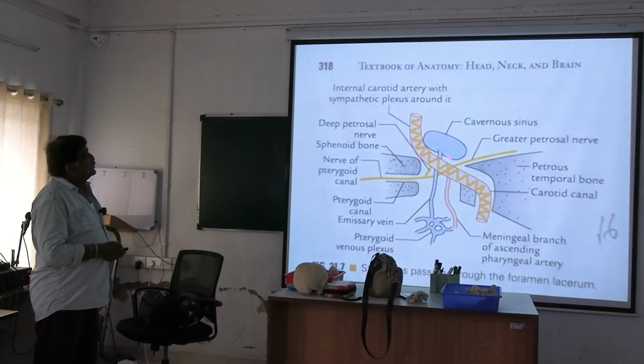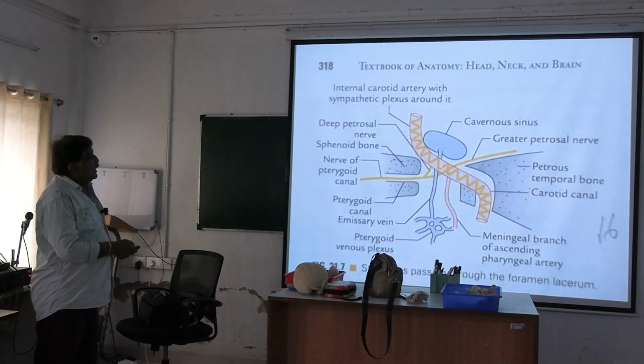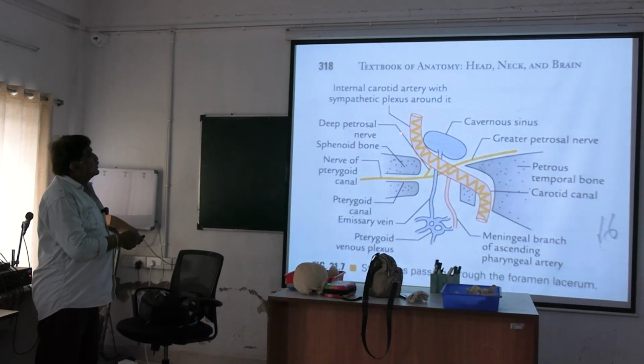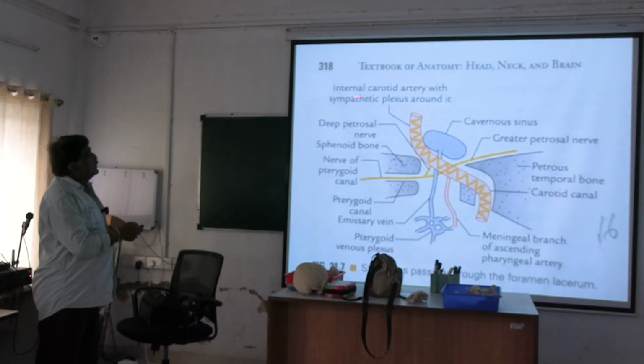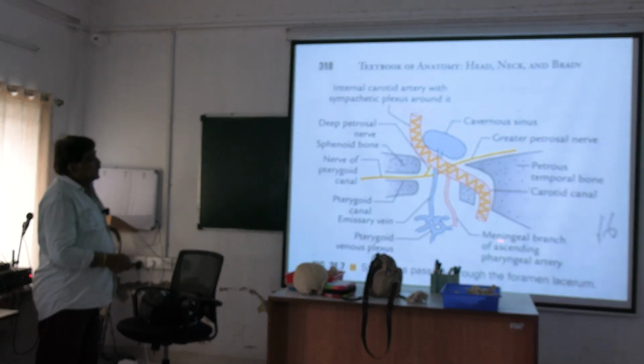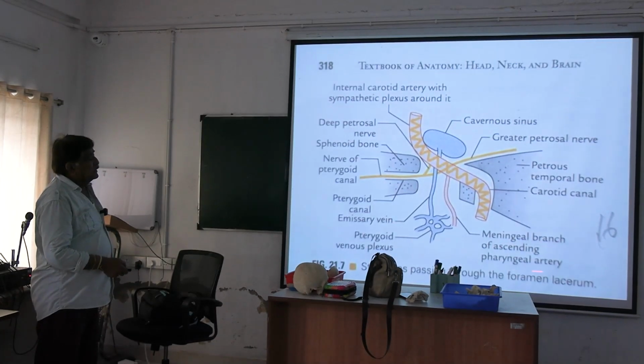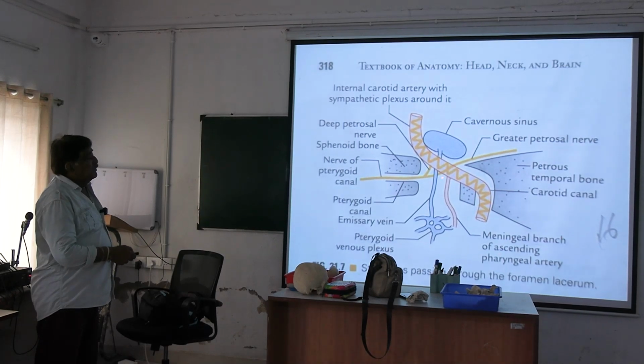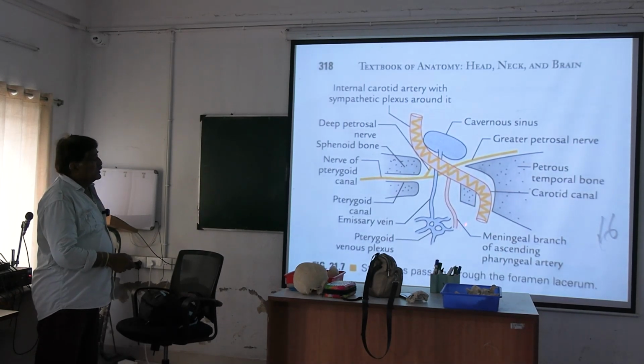Okay. And you will see the deep petrosal nerve and the greater petrosal nerve here. This is the cavernous sinus, and this is the emissary vein, the pterygoid venous plexus. Now, this is the nerve of the pterygoid canal. This is the sphenoid bone, deep petrosal nerve, internal carotid artery, with the sympathetic plexus around it. These are the meningeal branches of the ascending pharyngeal artery.